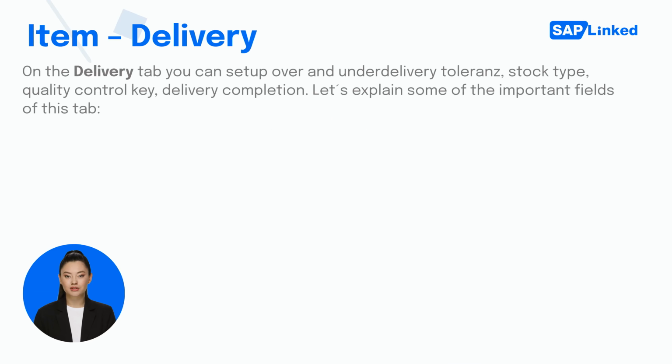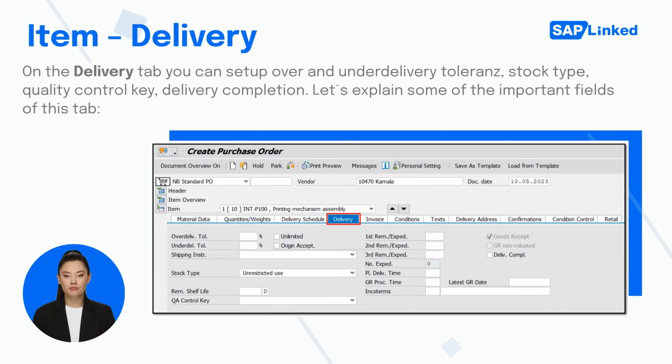On the Delivery tab, you can set up over and under delivery tolerance, stock type, quality control key, and delivery completion. Let's explain some of the important fields of this tab. The over-delivery tolerance limit refers to the percentage, based on the order quantity, that an over-delivery of this item will be accepted. The under-delivery tolerance limit percentage of this item is determined by the order quantity, indicating the maximum amount of under-delivery that is acceptable.